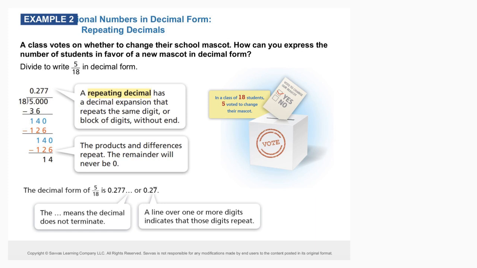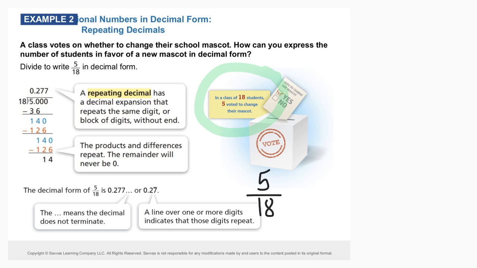We are going to move on to example number 2. This is on page 17. It says a class votes on whether to change their school mascot. How can you express the number of students in favor of a new mascot in decimal form? So we have some data in our picture right here. It says in a class of 18 students, 5 voted to change their mascot. So if I wanted to write that as a fraction, 5 out of 18.